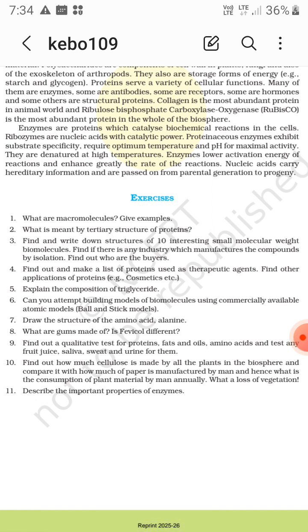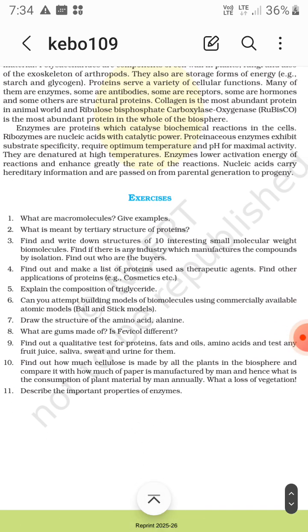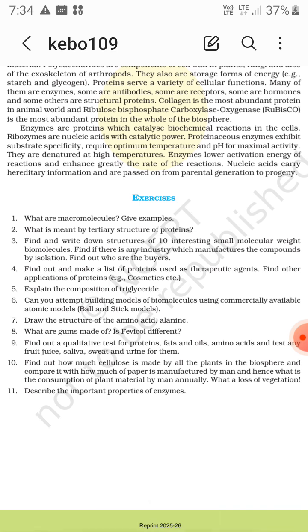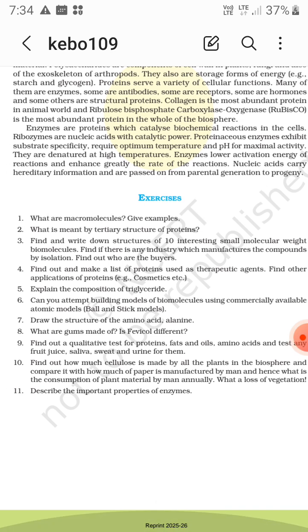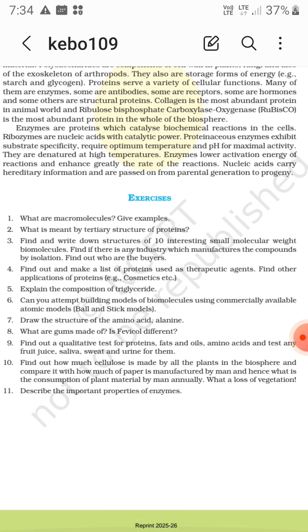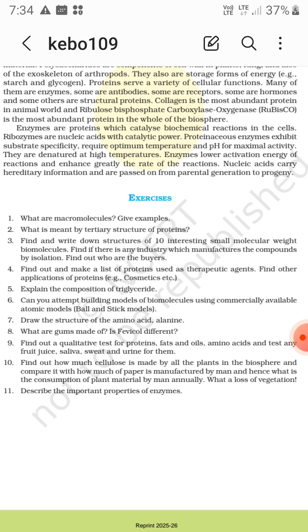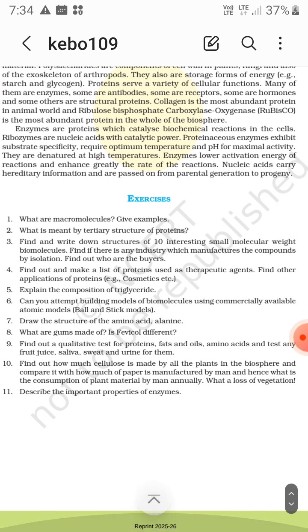Now exercises. What are macromolecules? They are retained in the acid insoluble pool. Give examples. I told you: nucleic acids, polysaccharides and proteins, and lipids. What is meant by tertiary structure of proteins? They have the active sites, active pocket site. Proteins have primary, secondary, tertiary and quaternary structure. A quaternary structure example is hemoglobin.